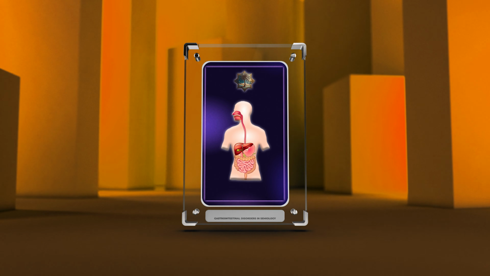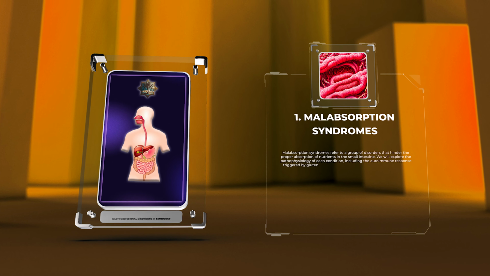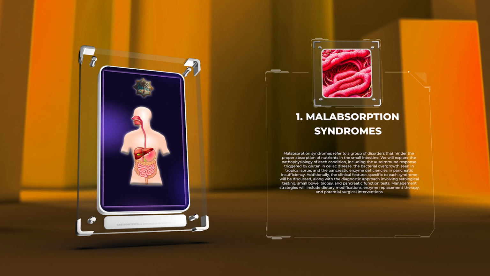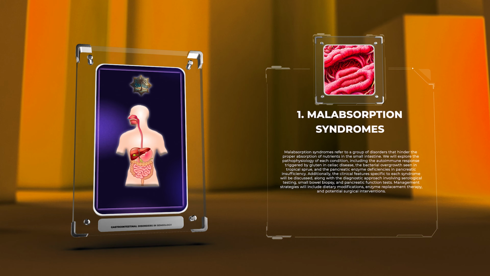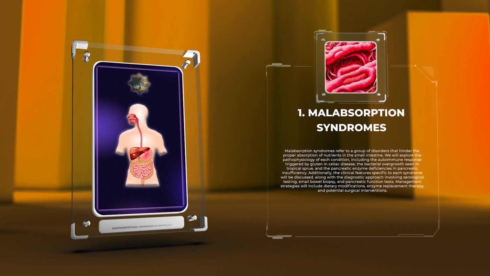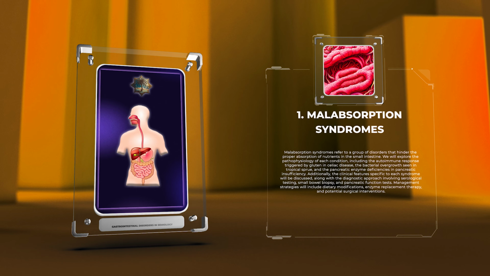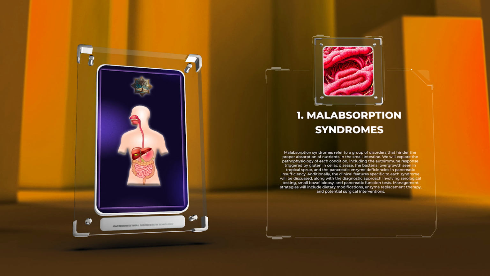Now, let's begin exploring each of the topics in detail. Malabsorption syndromes refer to a group of disorders that hinder the proper absorption of nutrients in the small intestine. We will explore the pathophysiology of each condition, including the autoimmune response triggered by gluten in celiac disease, the bacterial overgrowth seen in tropical sprue, and the pancreatic enzyme deficiencies in pancreatic insufficiency.